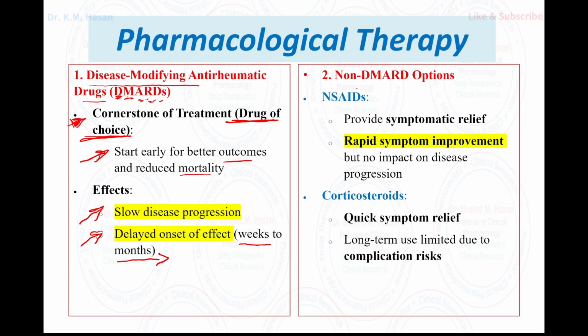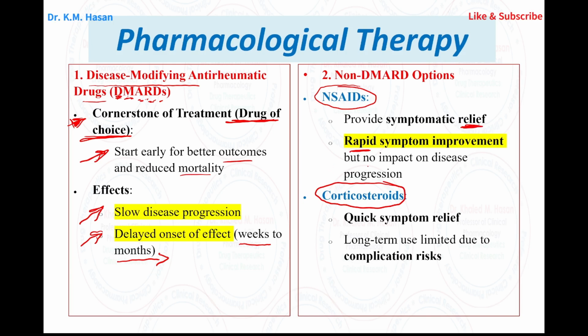Non-DMARDs, we have two main groups discussed in detail in other lectures and other YouTube videos. We have NSAIDs, covered already in the other recording. I refer you to that slide. Then we have the corticosteroids. So for non-DMARD we have two main groups of medication. NSAIDs are perfect for pain relief and rapid symptom improvement. If you need rapid symptom improvement, go with the NSAID.